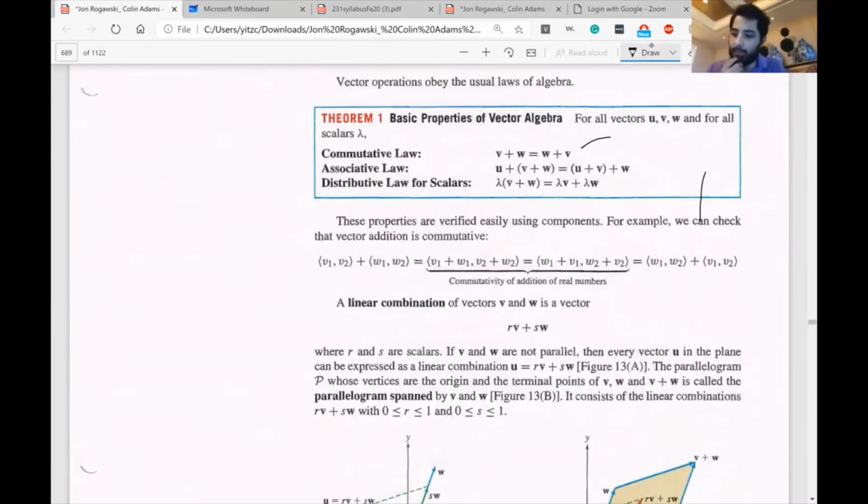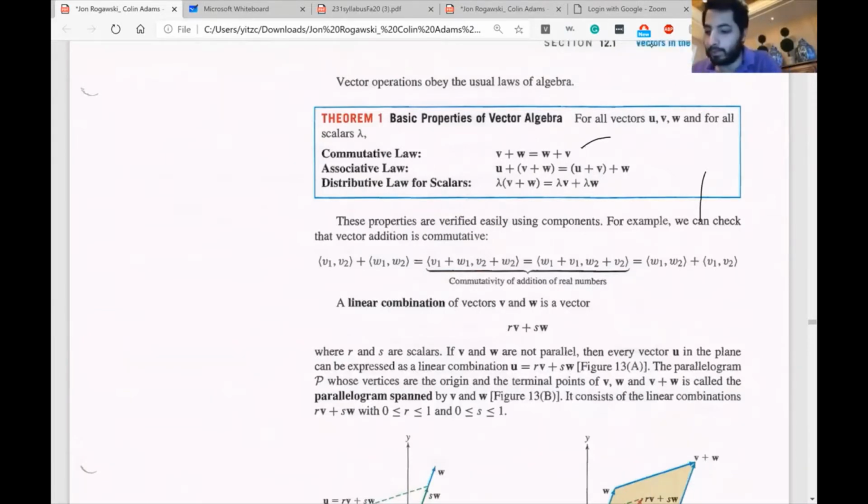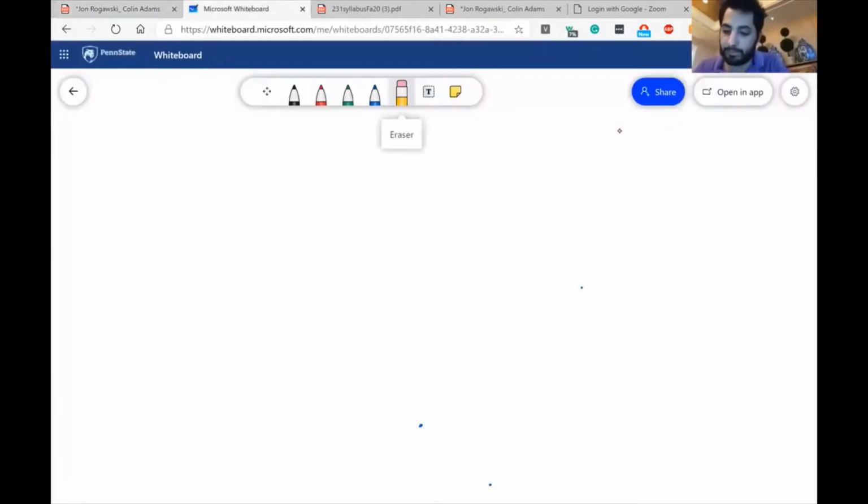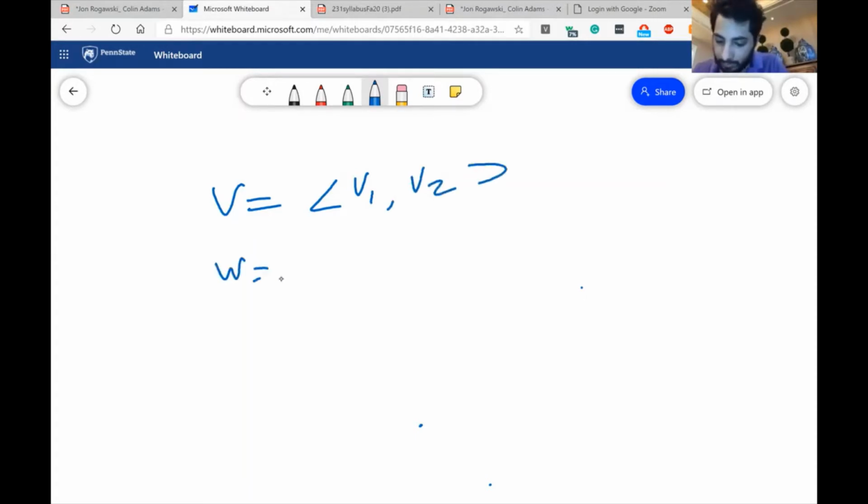So last time we got up to the fact that vectors are commutative, which means that v plus w is equal to w plus v. And the reason for this, well, let's try to go into the components. So let's imagine that v is equal to (v1, v2), and w is equal to (w1, w2).